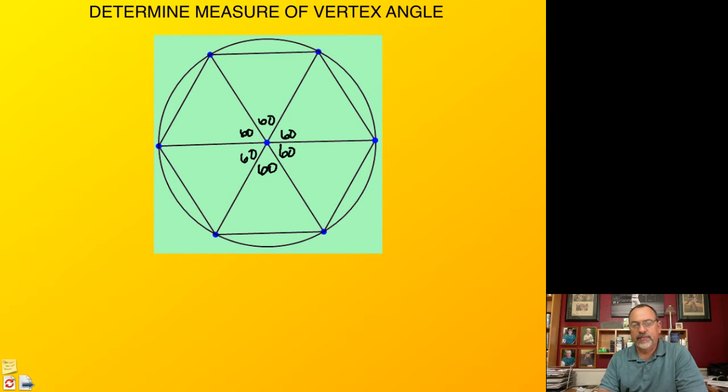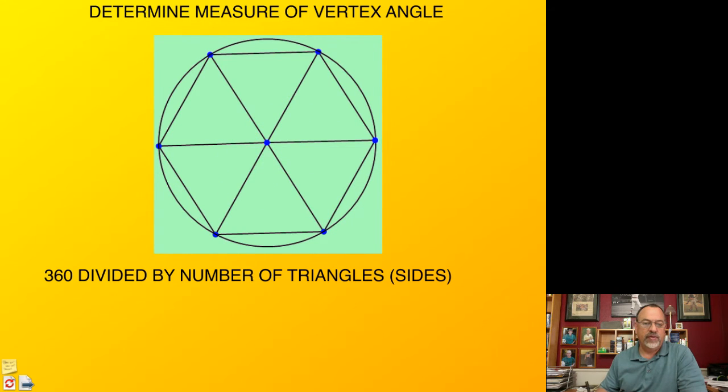So the first step in determining what we're going to need for our formula, and I know I haven't told you what it is yet, the first step that you're going to need to do in using that formula is to figure out the measure of that angle. So 360 divided by how many angles there are, how many triangles there are, which is equal to the number of sides, is going to give you the measure of those angles. So let's do an example or two.